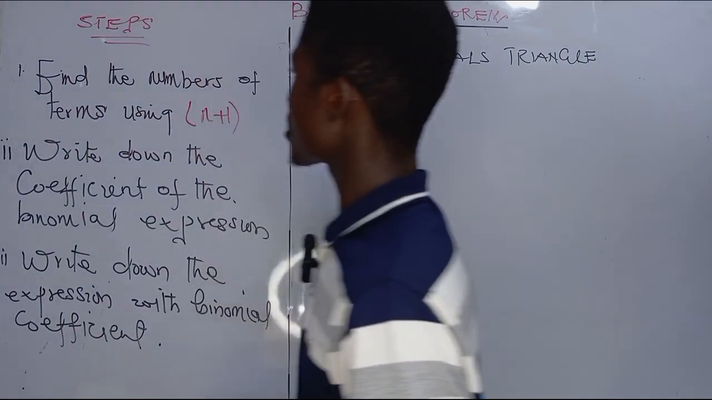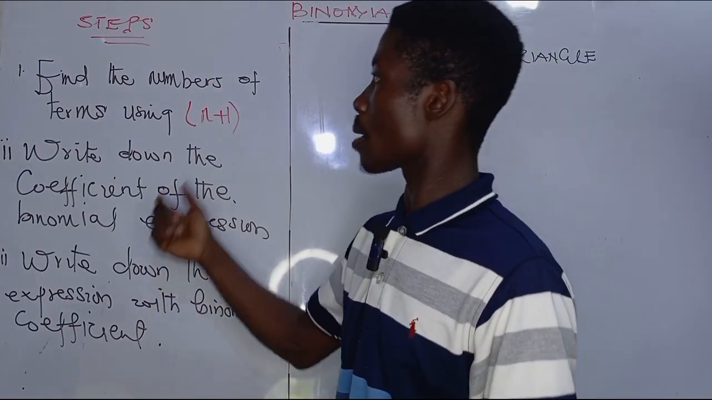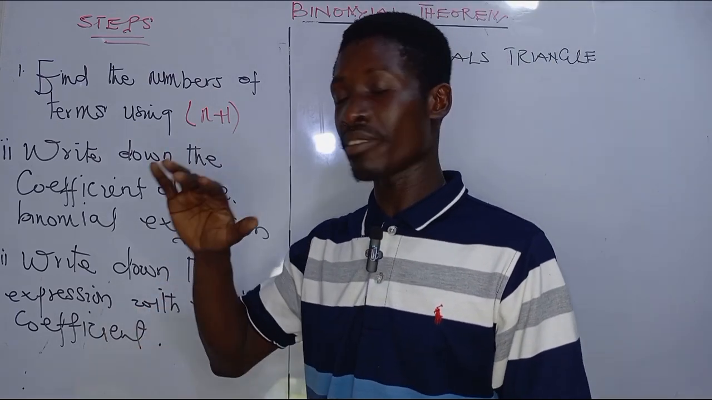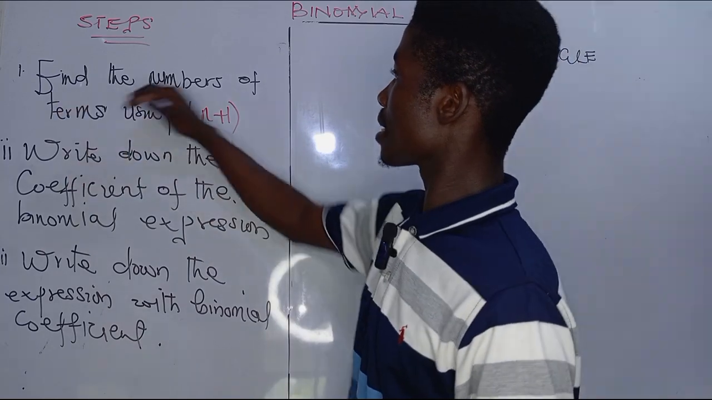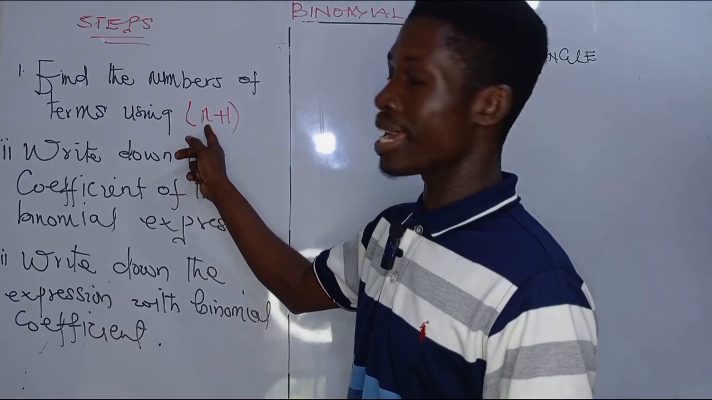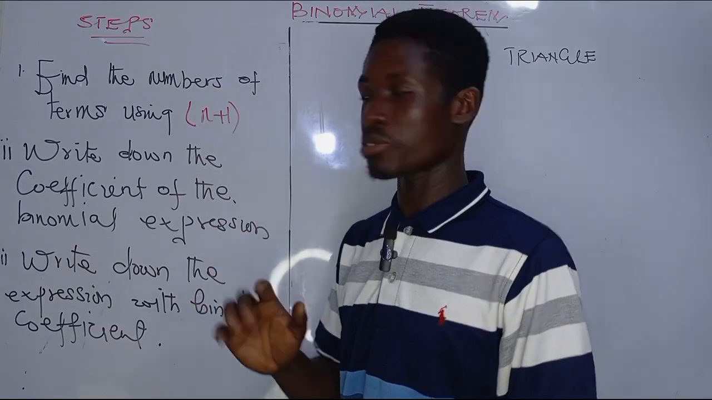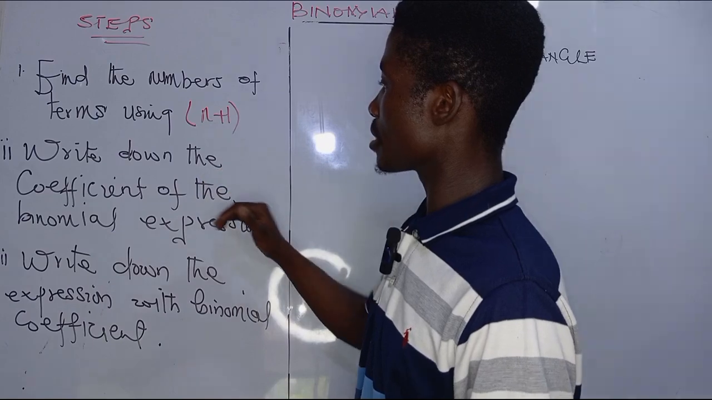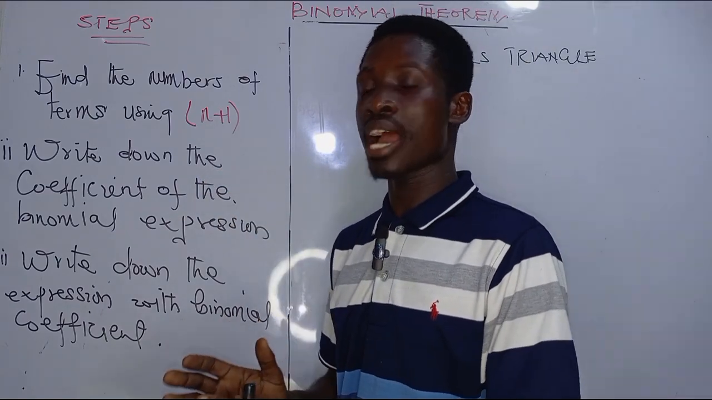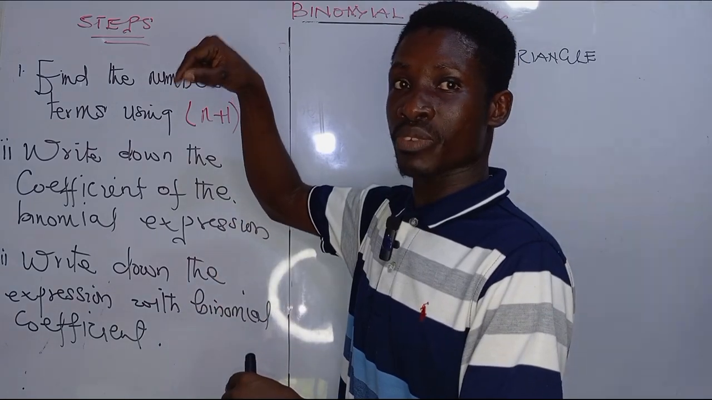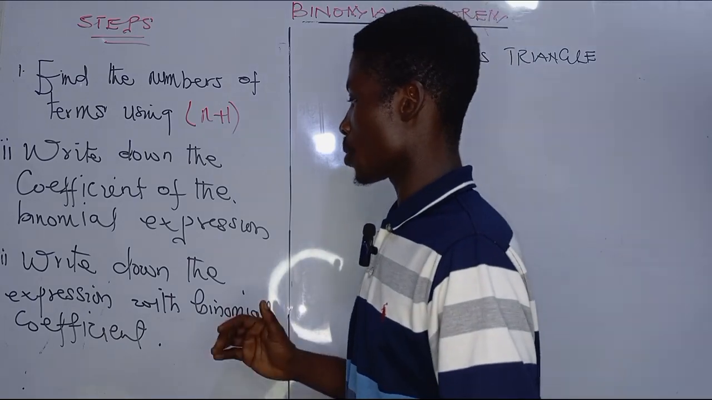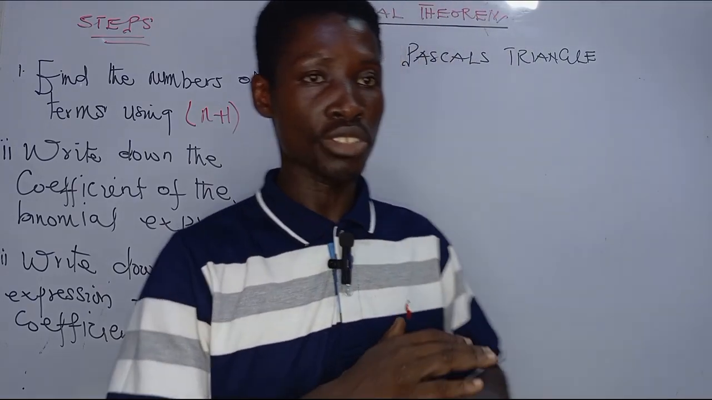So we have the steps that are going to guide us to apply the Pascal's triangle in expanding a binomial expression with a given power. First, find the number of terms using the formula n plus 1, where n is the power of the binomial expression. Second, write down all the coefficients of the binomial expression with regards to that particular power. Third, write down the expression with the binomial coefficient, and then you simplify.